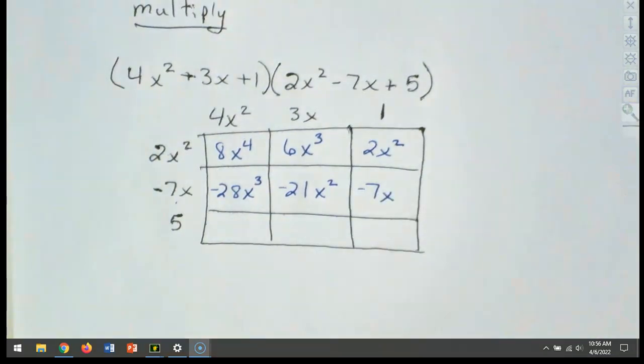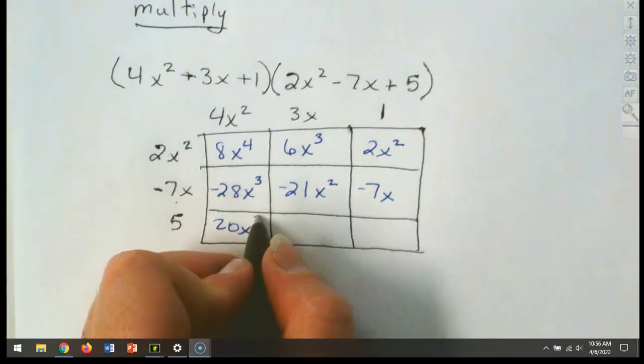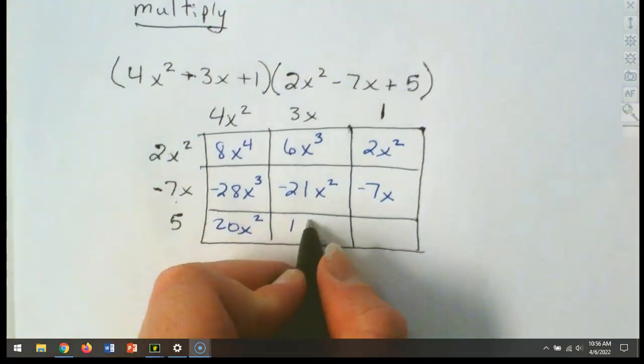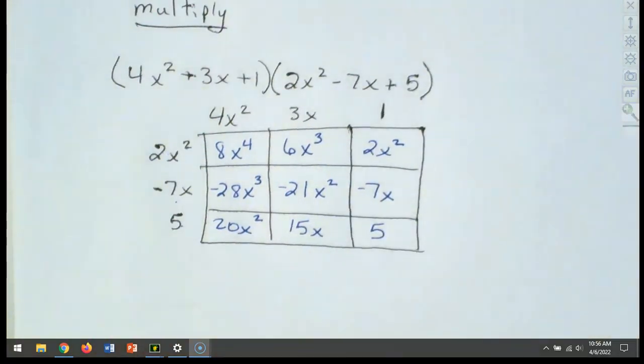Is everyone okay with how I'm filling them in? Pretty easy. I think it's the absolute easiest way to keep track of these. You can do it by drawing arrows and multiplying, but students are more likely to make a mistake with just adding them incorrectly. So now we do our last row. 5 times 4, well, that's 20, x squared. 5 times 3 is 15x. And 5 times 1 is a 5. Now we've got it. We've got it all mapped out. We start at the upper left corner, and we just work our way down to the lower right corner.